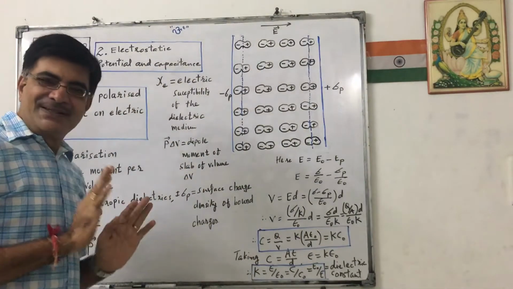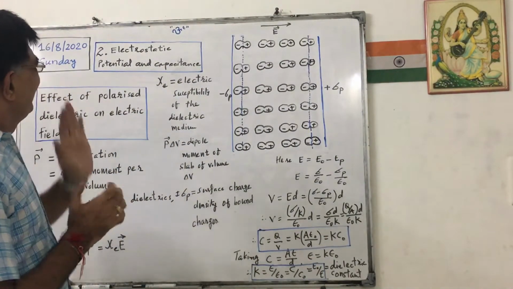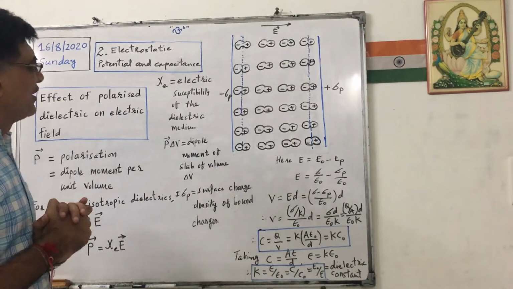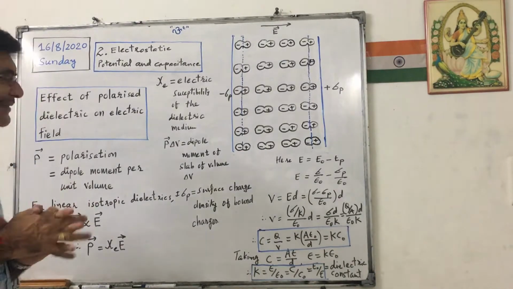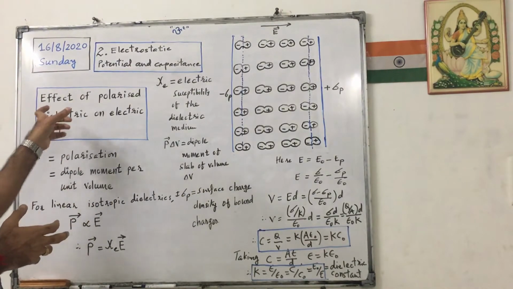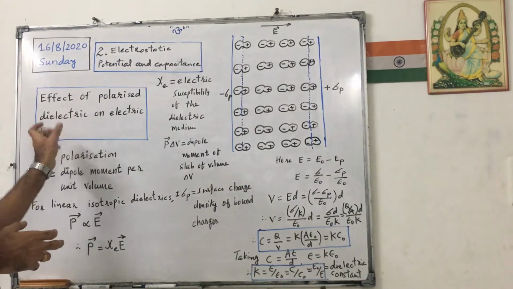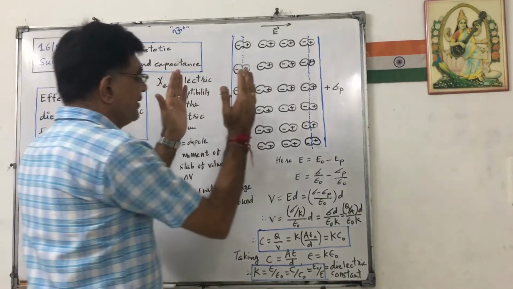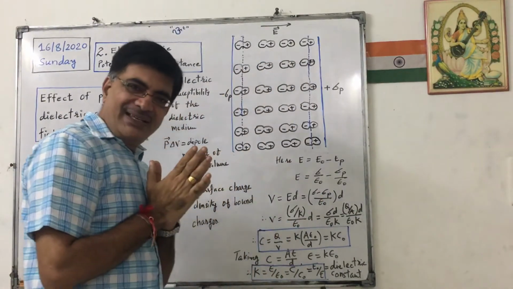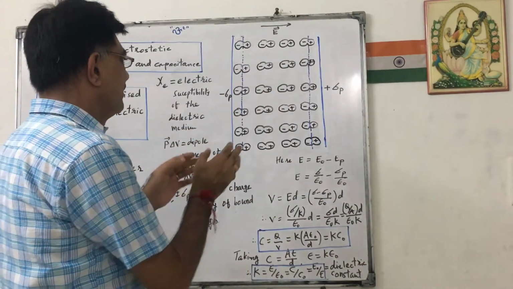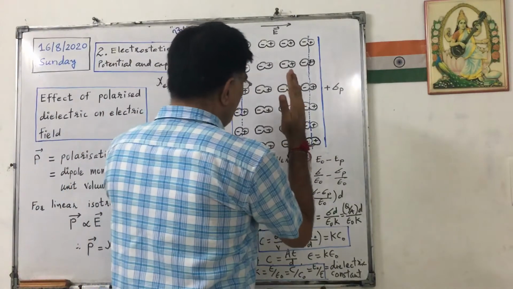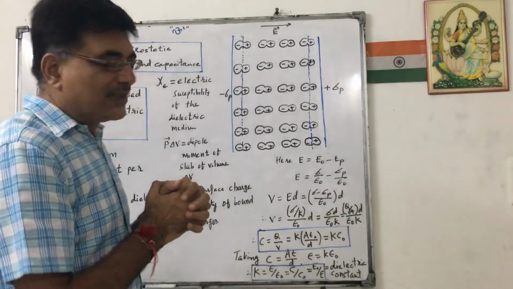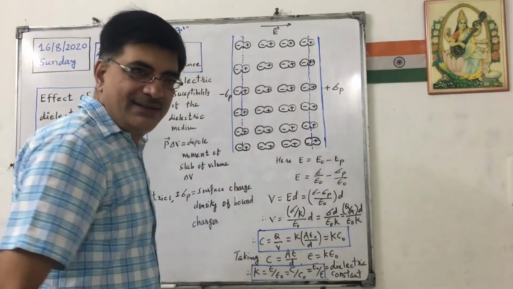Last two theories of this lesson. Second lesson, electrostatic potential and capacitance. Effect of polarized dielectric on electric field. See, here is a capacitor, and the gap between two plates is filled with a dielectric.